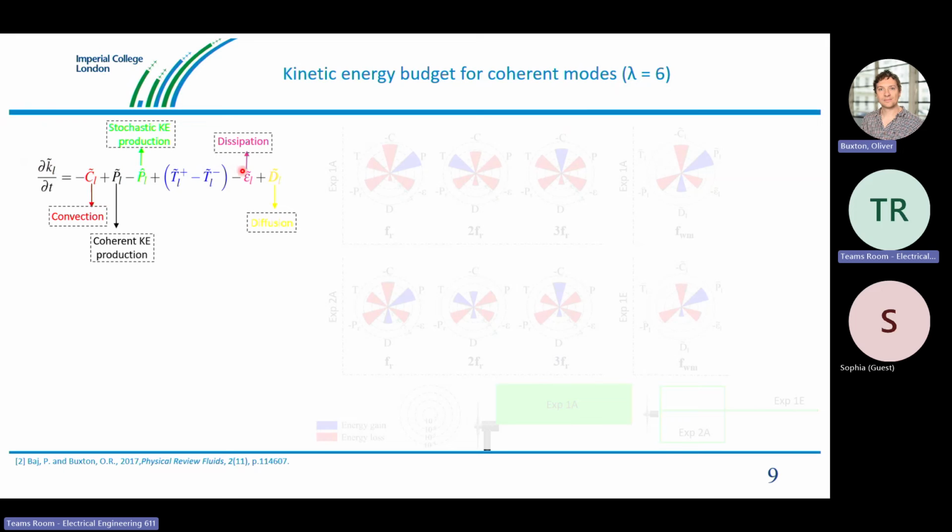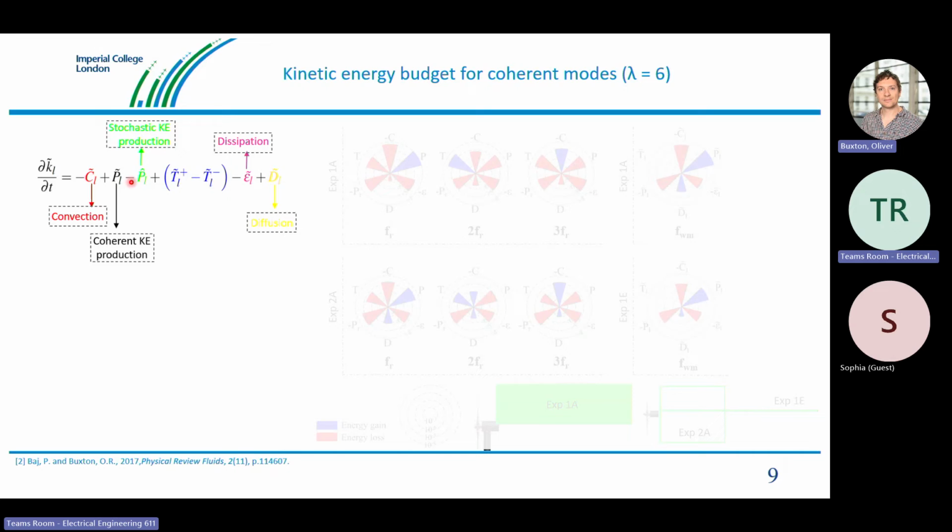We've got various source terms on the right-hand side. So there's convection. So essentially, if I consider a particular region of space, then convection is essentially what is brought into this region of space minus what is advected out. I've got production of this coherent energy, and this is production in which energy is transferred from the mean flow into the coherent motion. I've got production of stochastic kinetic energy. So this is effectively where energy is transferred from the coherent motions into the turbulence, basically.